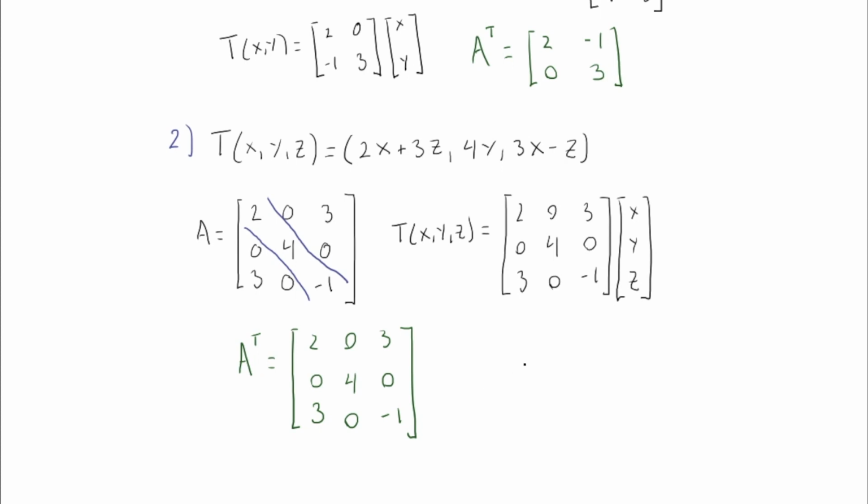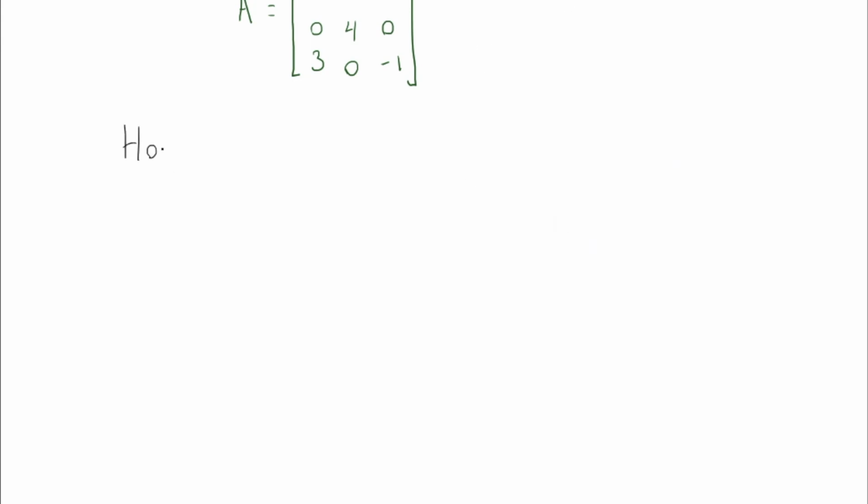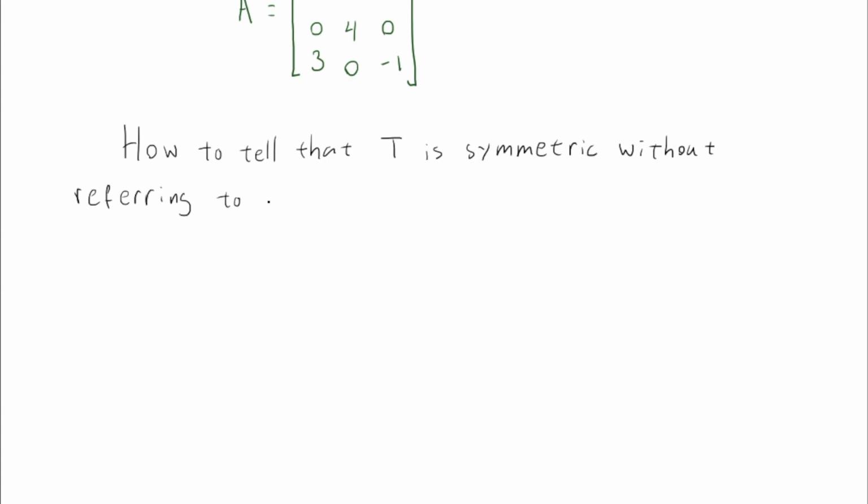Okay, so those are some examples, but we need to talk about how to tell that this function T is symmetric without looking at its matrix, without referring to the matrix A, the associated matrix.